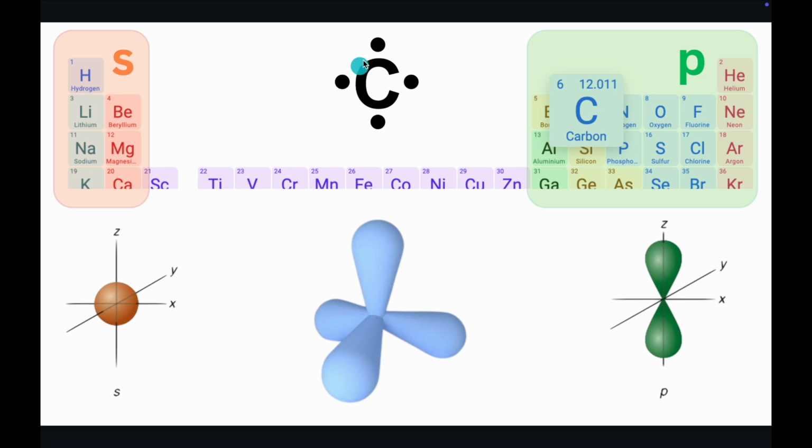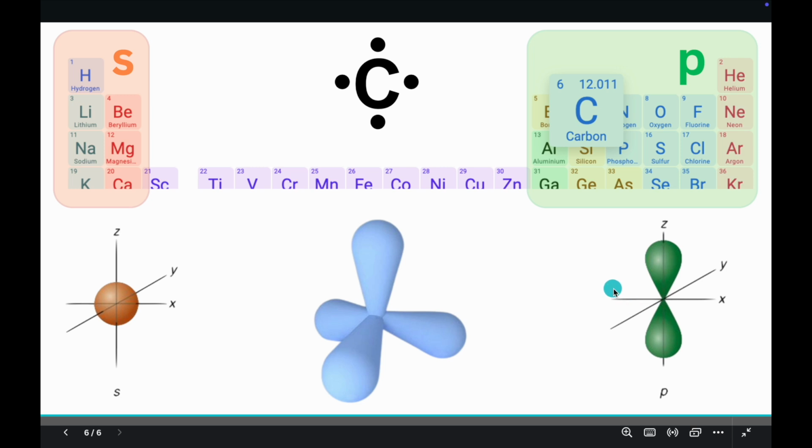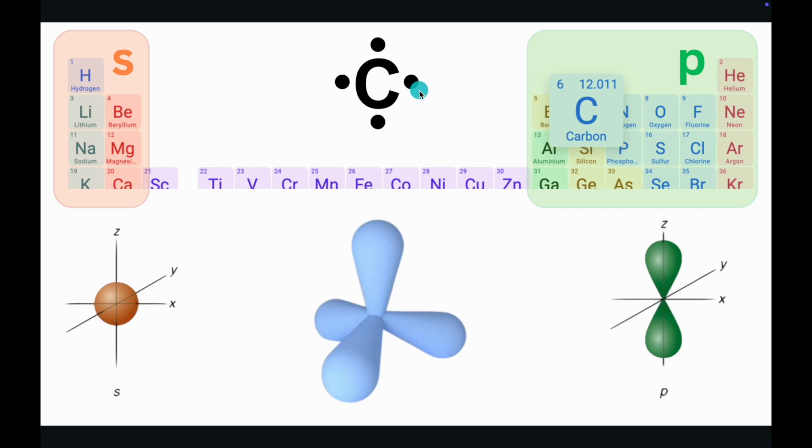So carbon has 1, 2, 3, 4 valence electrons. We can see that 2 of the valence electrons are s orbitals, and 2 of the valence electrons exist in the p orbital. So how does this and this turn into something that looks like this and reminds us of something that looks like this?